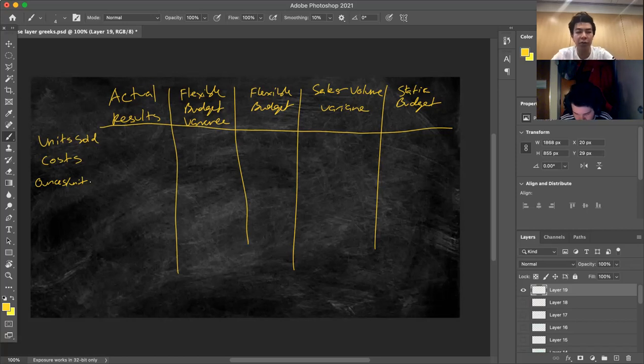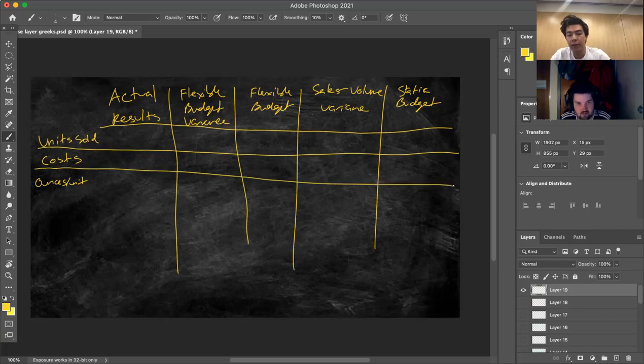And then we want to put units sold, costs, and ounces per unit. Yeah, I've got that too. Okay. So while I'm writing those down, think of new rows we could create. Would it be like the same rows as before? Yeah, but if you want, you can try to hide those and think of rows you can create using the information we have. Okay.